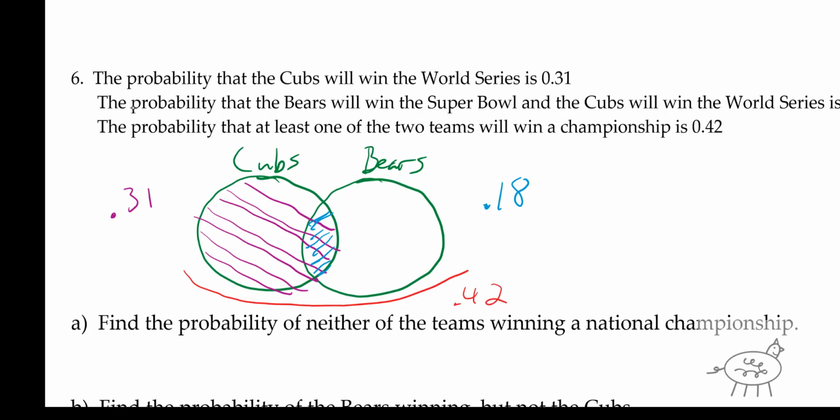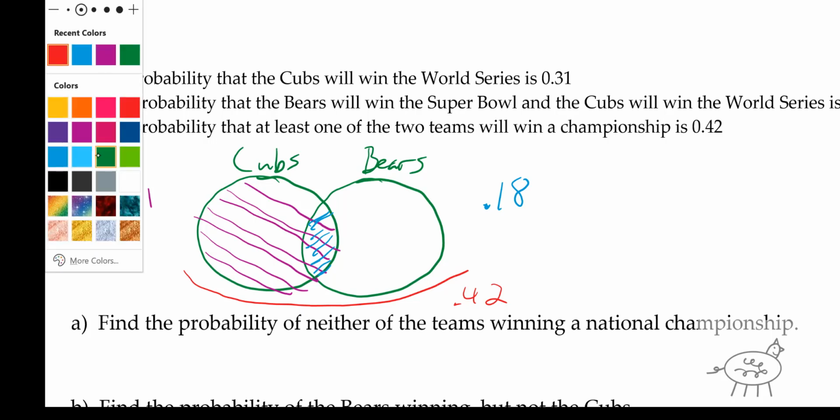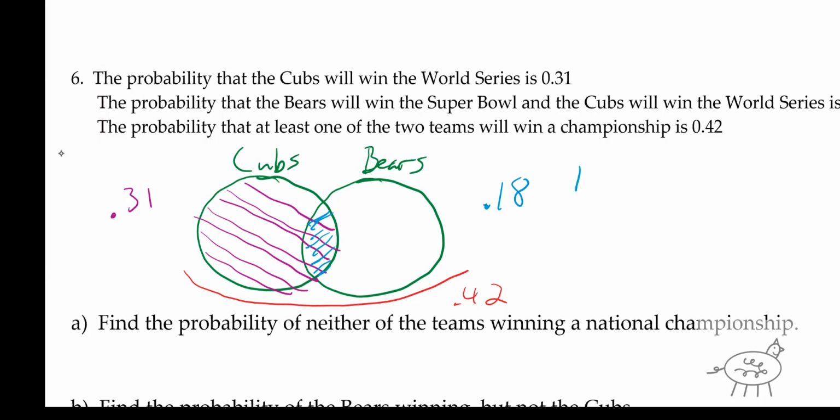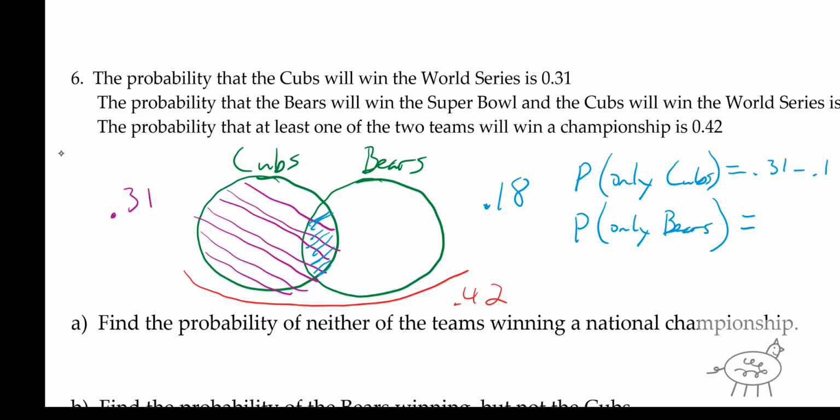Okay, these are just like the problems we've been doing. All right, so before I start anything, I want to actually figure out the probability of only Cubs and the probability of only Bears. Okay, so only Cubs. Do you guys agree it's the purple minus the blue? So 0.31 minus 0.18. Okay, which is 0.13.